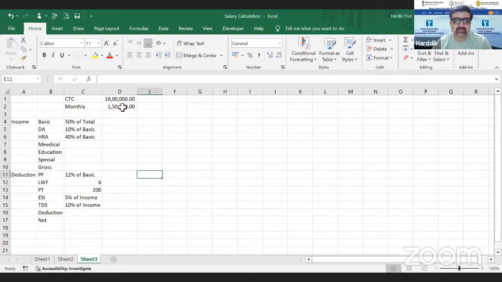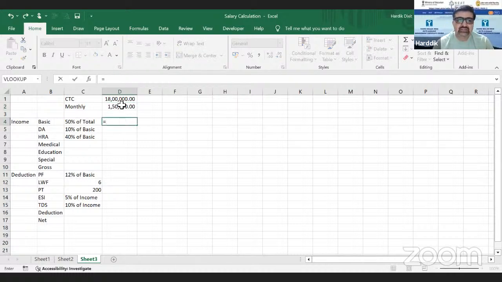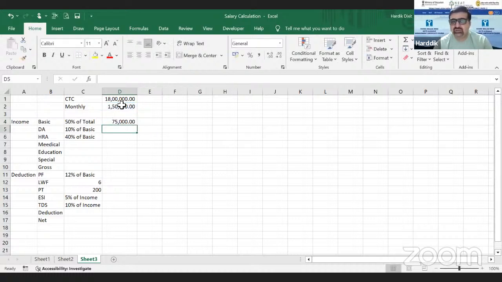Just to keep the numbers simple, I have revised this value. Let's keep 18 lakh as an annual CTC, है ना? Which means every month if you divide by 12 it becomes 1,50,000. तो थोड़ा कैलकुलेशन में आसान है. अब इसका 50% इज माई बेसिक, तो 75,000 हुआ.